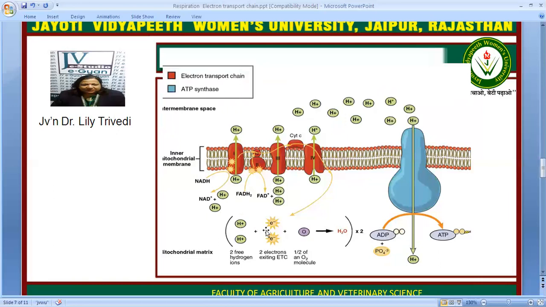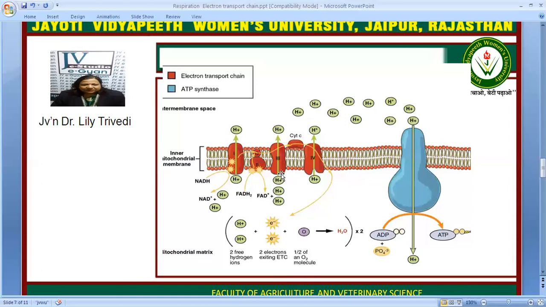Now they combine with the 2 electrons which are passing through the electron transport chain, plus half a molecule of oxygen, to form water. And there are 2 into 2, that is 2 molecules of water. Now here we saw that through FAD transfer it has gone into the third complex. And what happens here, again 1 proton is released to both sides.